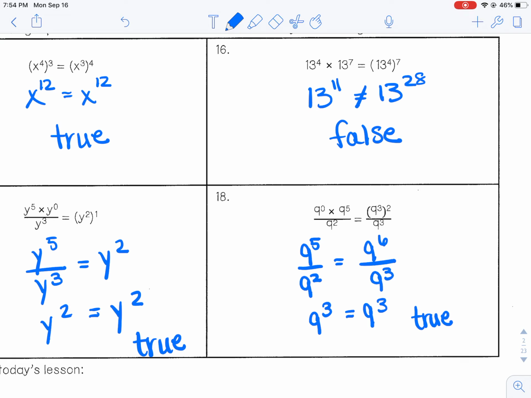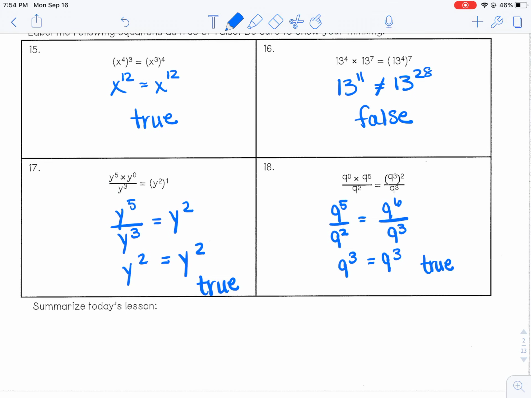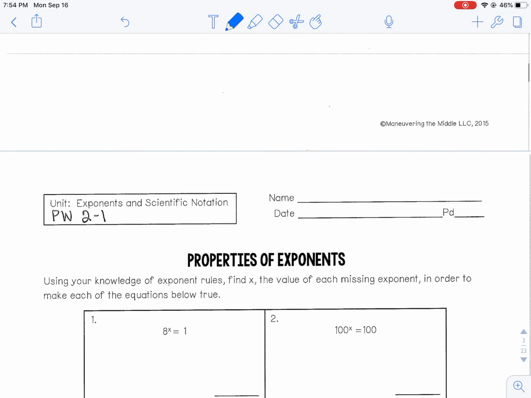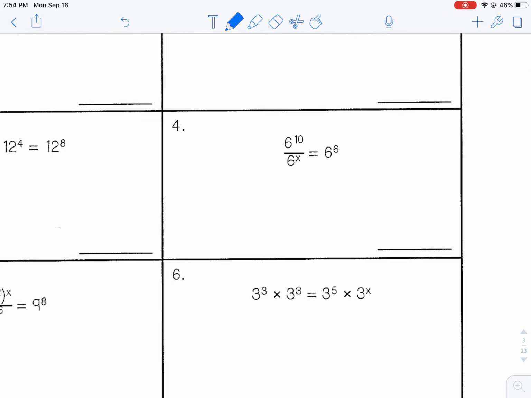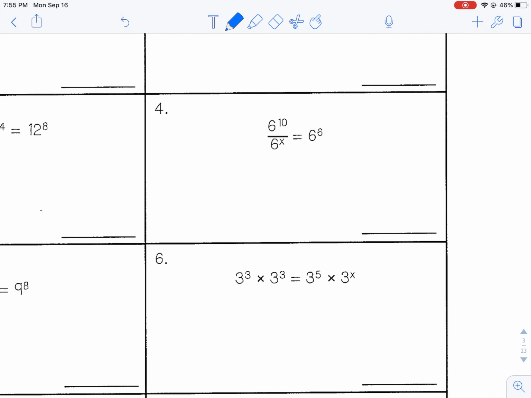Okay. Again, if you keep your rules beside you and go through the notes as you're doing the prep work, you're going to be in good shape. But there are a couple kind of weird things that you're having to do that I feel like the lesson notes didn't go over. You're trying to find x in all of these questions. So for instance, let's take a look at number 4. We know that what we're doing is we have 6 to the 10th power divided by 6 to the x power. That's going to leave us with 6 to the 6th power.